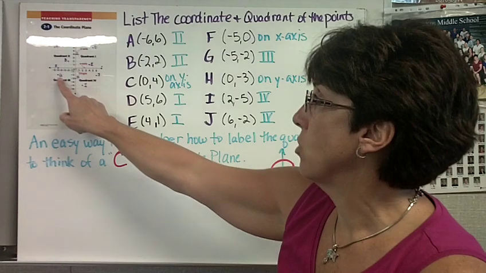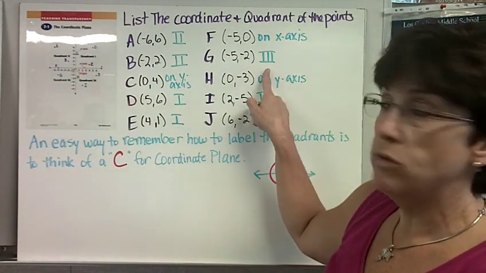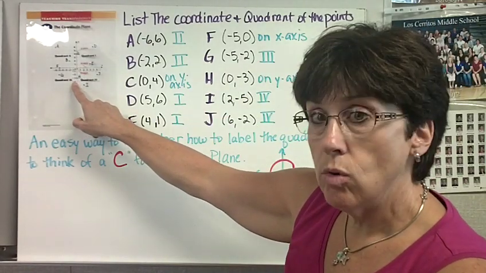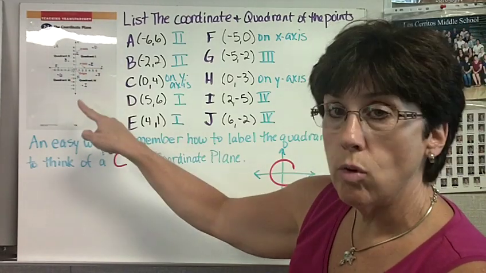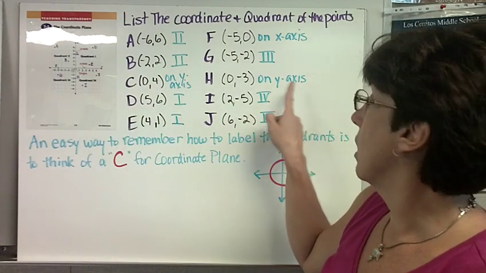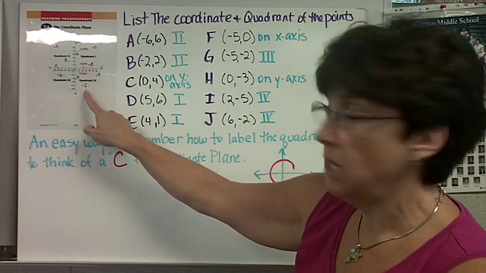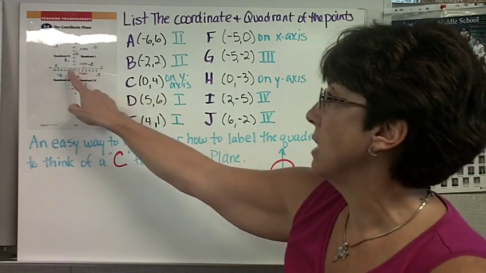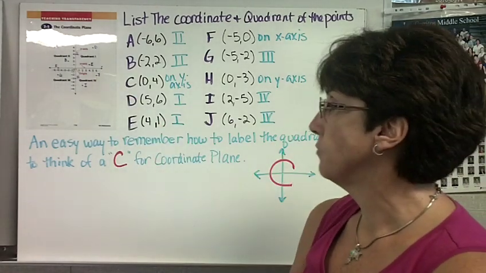Point G is located at -5, -2. It's in quadrant 3. Point H is located at 0, -3. Because we don't go left or right, we're just going down. And it's not in a quadrant, it's on the y-axis. Point I is located at 2, -5. It's in quadrant 4. And point J is located at 6, -2, also in quadrant 4.